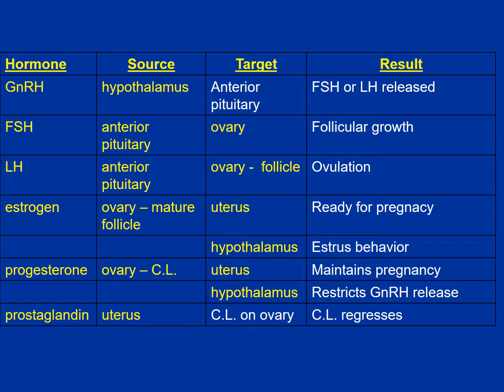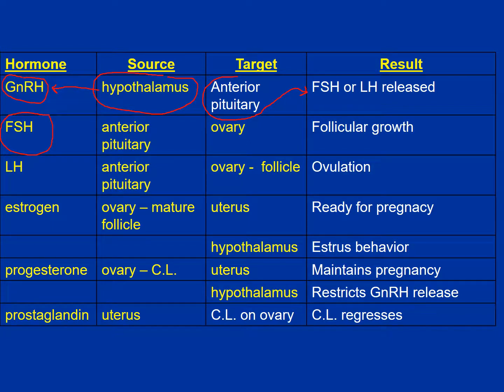So the estrus cycle is controlled and initiated by hormones. A hormone is a message from one organ to another organ of the body to tell that organ to take a particular action. So to initiate the estrus cycle, things start with the hypothalamus. The hypothalamus releases a hormone, GnRH. GnRH is gonadotropin releasing hormone. And the target is the anterior pituitary. It tells the anterior pituitary to release two other hormones, FSH and LH.